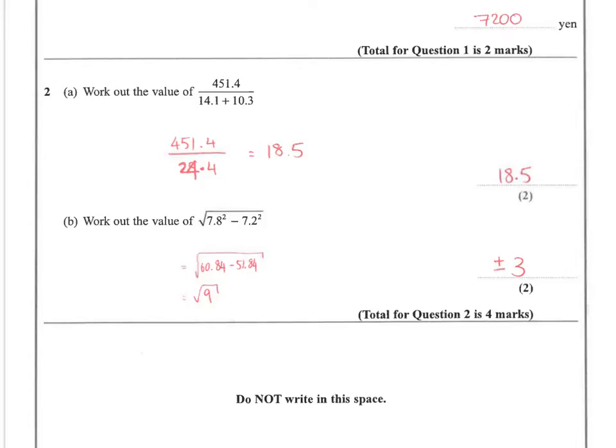Question 2, I'd suggest carefully type both parts A and B into your calculator and then write down the solutions. Part B, you get full marks if you write 3, but remember when you square root a number you get plus and minus of the solution. So square root of 9 is plus and minus 3.